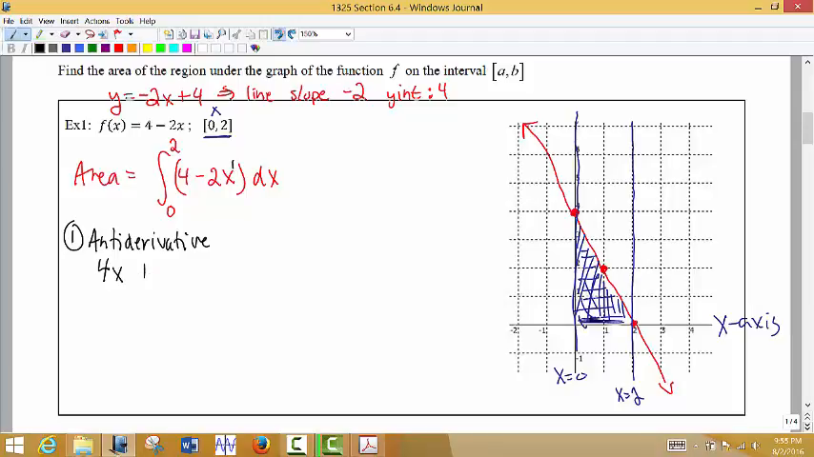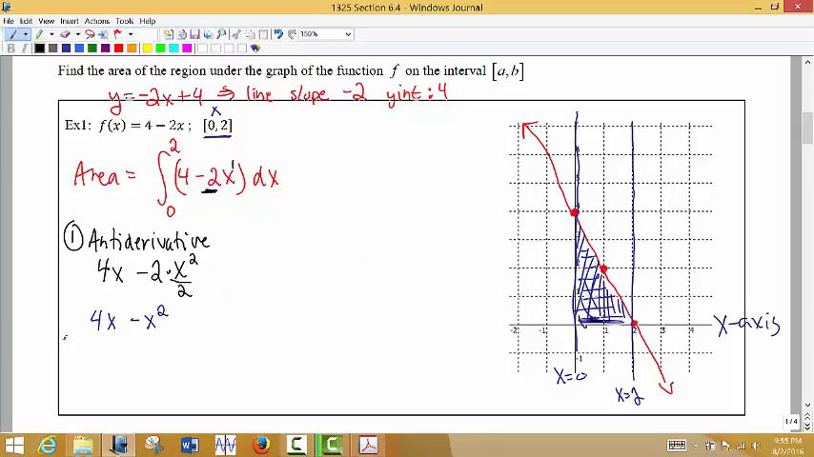Let's just do this. We're going to add 1 to the power, divide by the new power, and then bring down that constant multiple. So there's our antiderivative. Now, can we make it look simpler? Yeah, we can cancel out the 2's. And there we go.